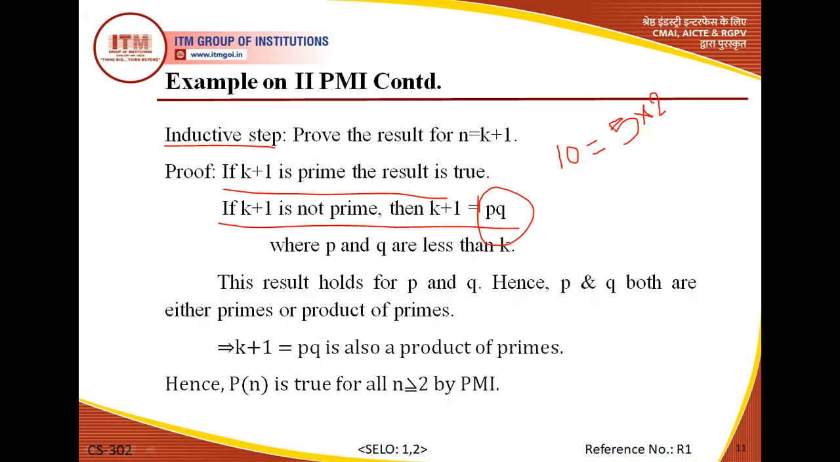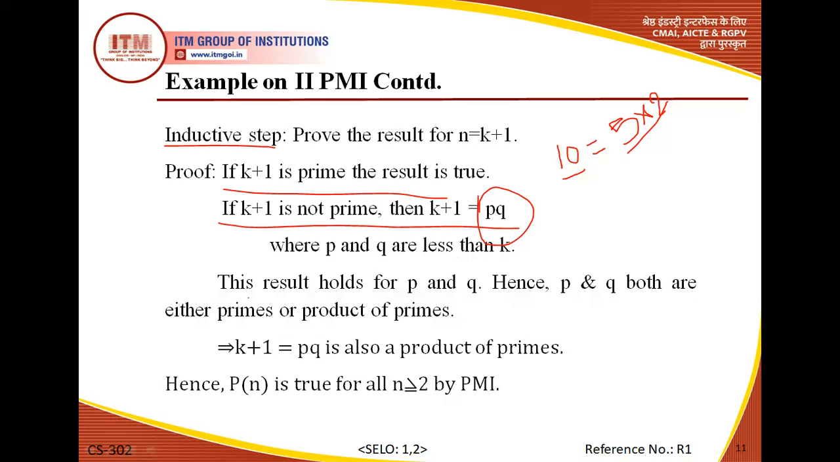Then k plus 1 can be written as p into q. So we have written this k plus 1 as some p into q. Now this result holds for p. Please see that the values of p and q would be lesser than 10. Please remember that if you write a number as a product of two numbers, those numbers would be less than this number minus 1. That's why p and q would be less than not just k plus 1 but k also.